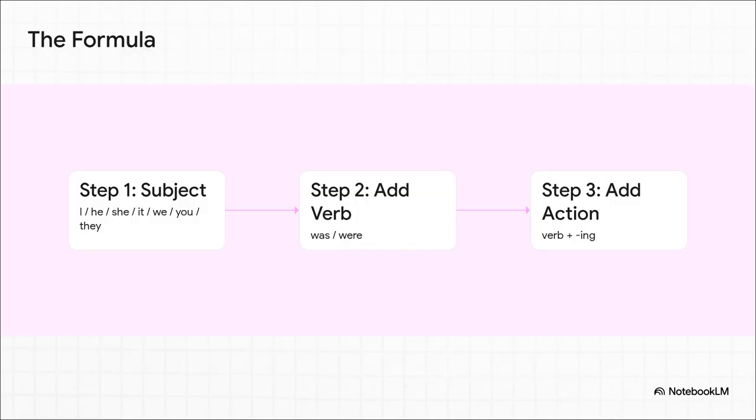And you know, building it is super easy. You just grab your subject, I, you, he, she, add "was" or "were," and then tack "-ing" onto your verb. That's pretty much the whole formula.